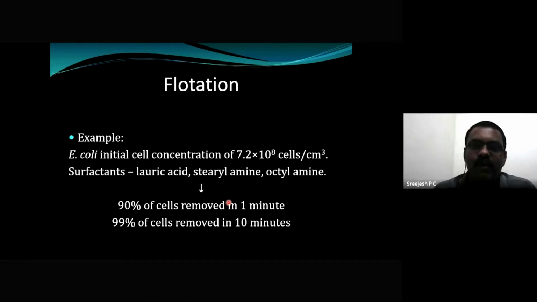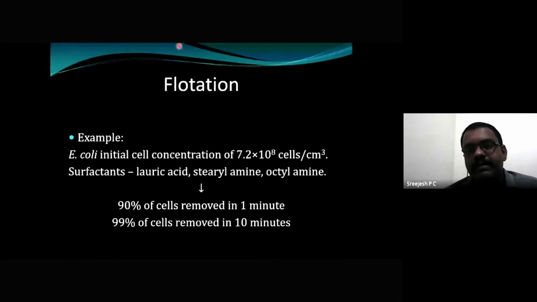So one particular example of flotation I can give you, we have already discussed about the wine, and this is about the flotation that is used for removal of the biomass, that is the E. coli. So the E. coli initial cell concentration before the process was around 7.2 × 10^8 cells per cubic centimeter. Now they have used surfactants like lauric acid, stearylamine and octylamine, and what they were able to achieve was to remove 90% of cells from this cell density within 1 minute.